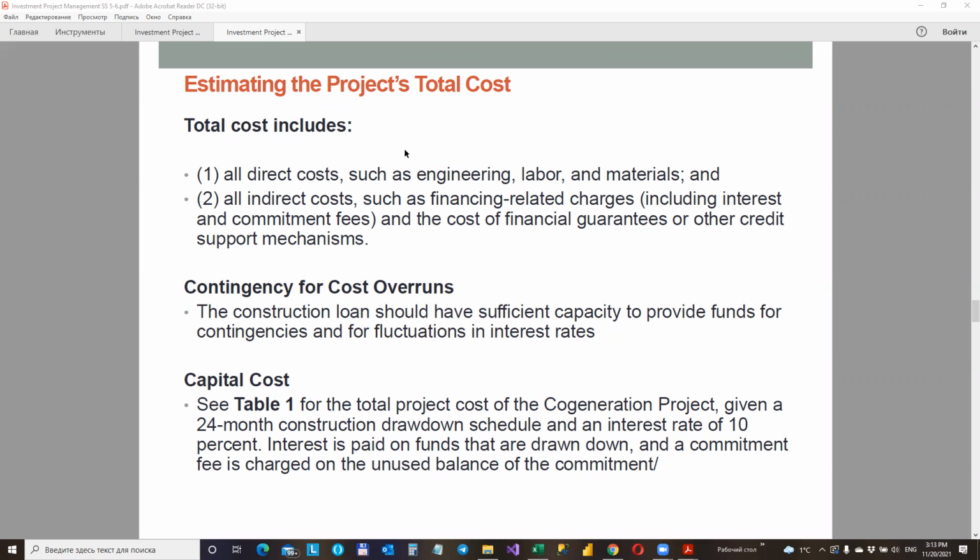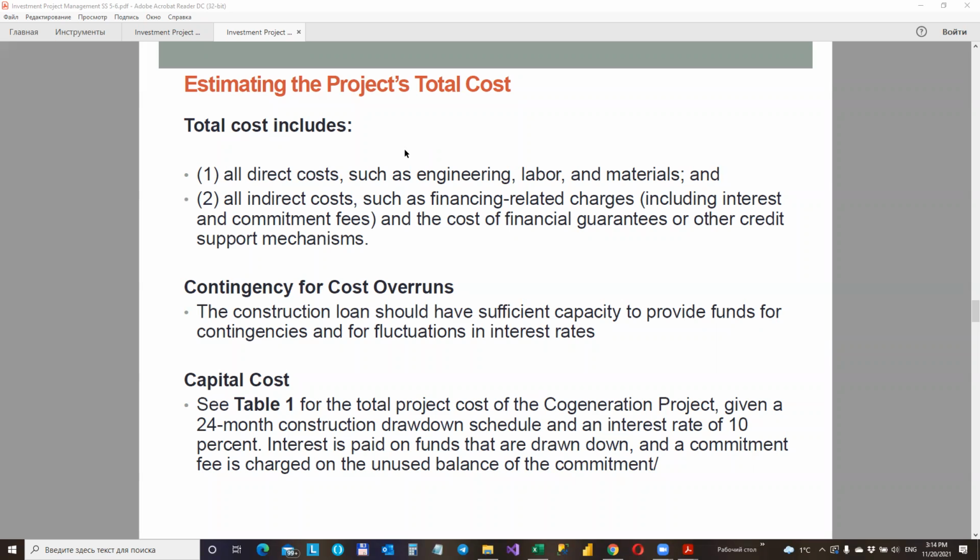We have identified the loan amount, the upfront fee, the other fees related to the setup of the financing, and the mechanism of setting the interest rate along the lifetime of the loan. Also, we have a contingency for cost overruns. We should have this contingency.